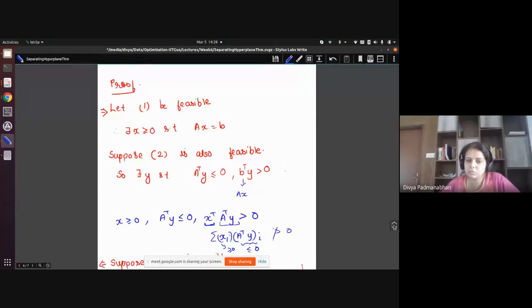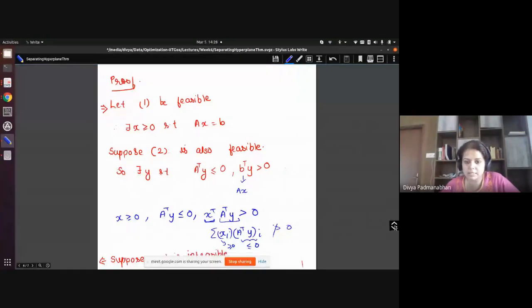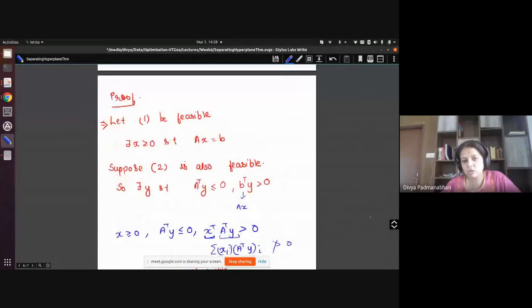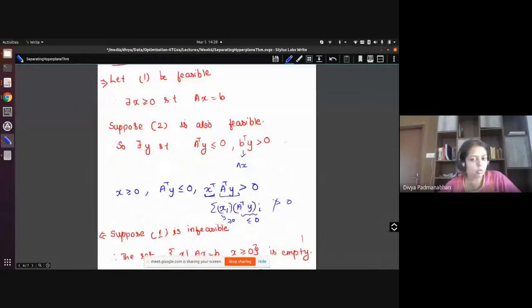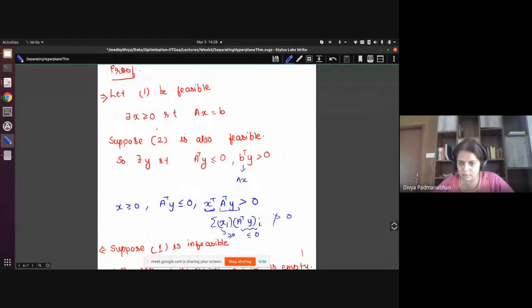Okay, so now let's assume the other way. Suppose one is an infeasible system. So this part of the proof is the easier part. We didn't make use of the separating hyperplane theorem, for one thing. But now suppose one is infeasible. That means there is no x such that this is satisfied.